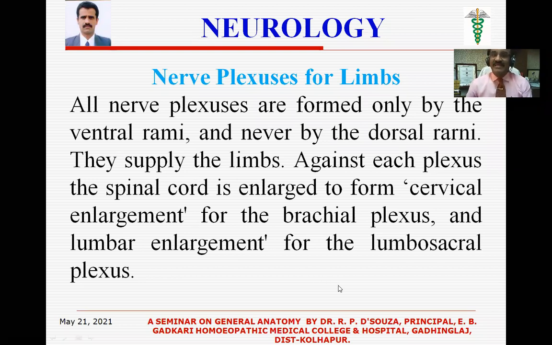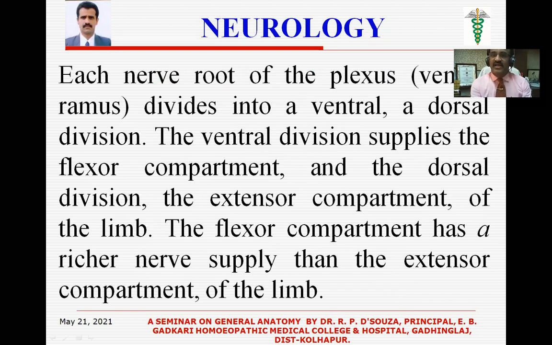They supply the limbs. So brachial plexus for the upper limb, and the lumbosacral or lumbar plexus is for the lower limb. Against these plexuses, the spinal cord is enlarged to form cervical enlargement for the brachial plexus and the lumbar enlargement for the lumbosacral plexus. At this point, the spinal cord is enlarged. Okay. Each nerve root of the plexus divides into a ventral and a dorsal division.